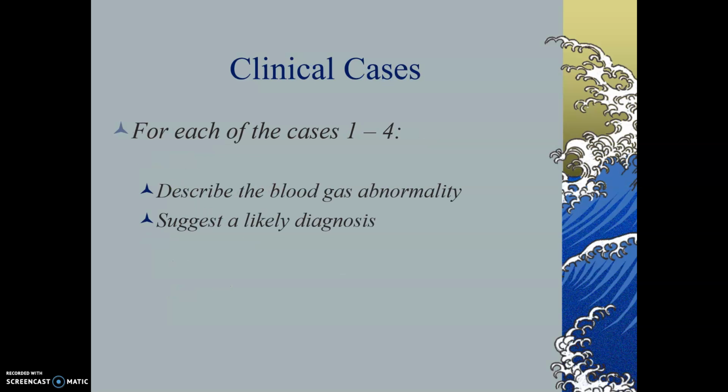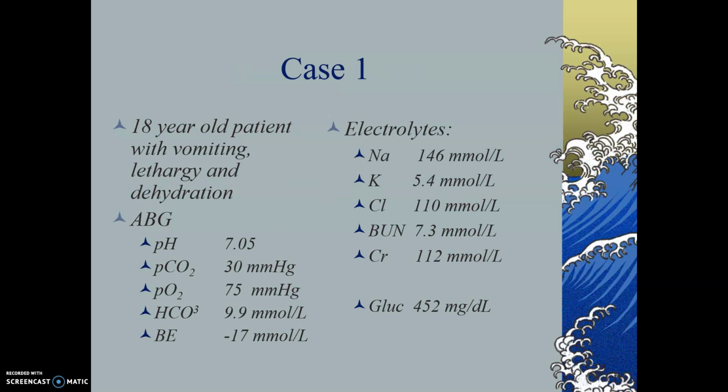So let's look at 4 simple cases and work through them using the system we described earlier. An 18-year-old patient with vomiting, lethargy, and dehydration. So what's her pH? pH is 7.05, that's an acidosis. Is that explained by the respiratory component? Well, the PCO2 is low. Bear in mind, if this was a respiratory acidosis, the PCO2 would be high. So this is not a respiratory acidosis.